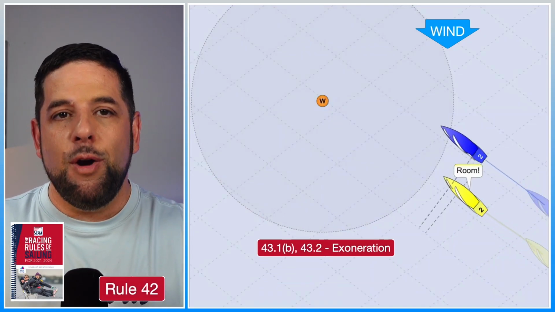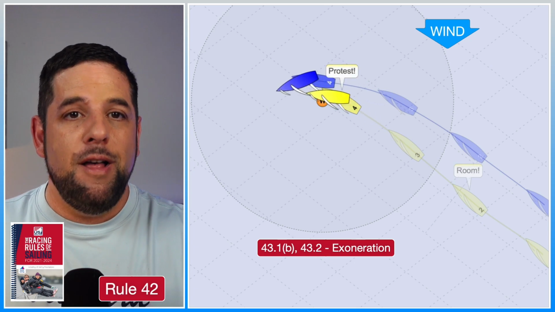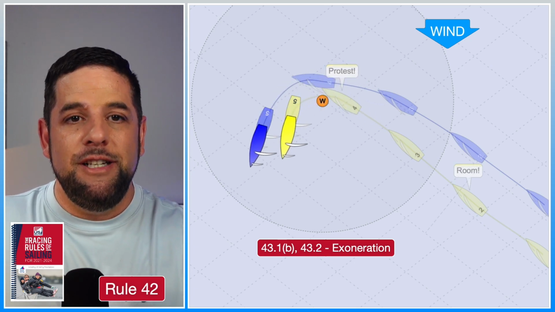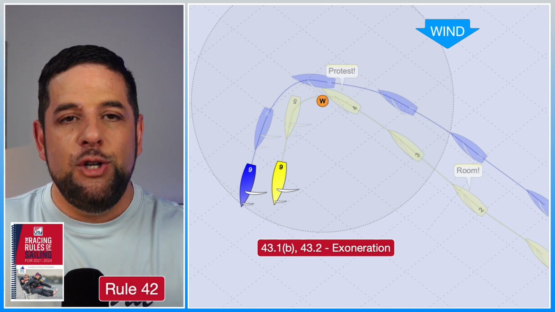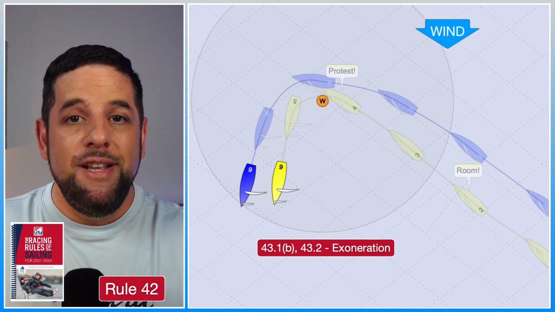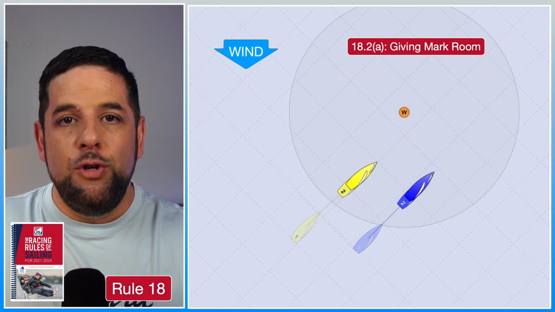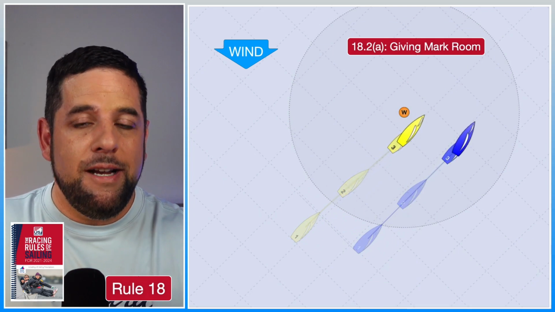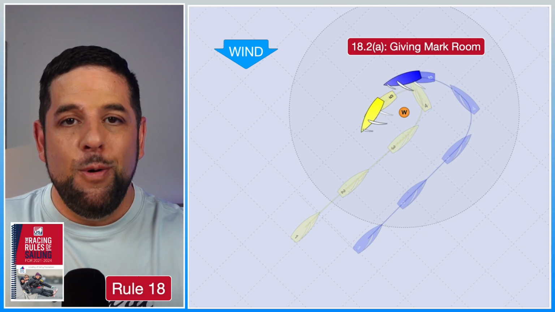If you are entitled to mark room and a boat required to give you mark room does not, and forces you to touch the mark or foul another boat, you do not need to take a penalty. In this scenario, blue does not give yellow mark room and forces yellow to touch the mark. Yellow is not required to take a penalty turn because the rules exonerate you in this situation. In this scenario, two boats enter the zone with both on port tack. Yellow has inside overlap when blue reaches the zone. Blue must give yellow mark room.